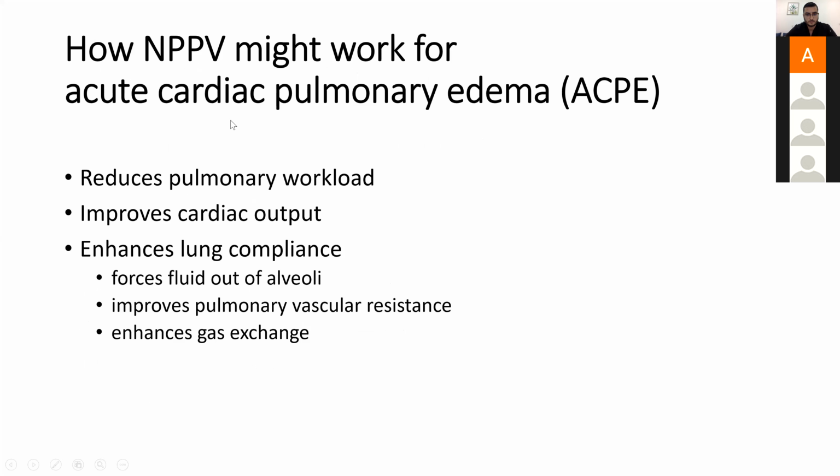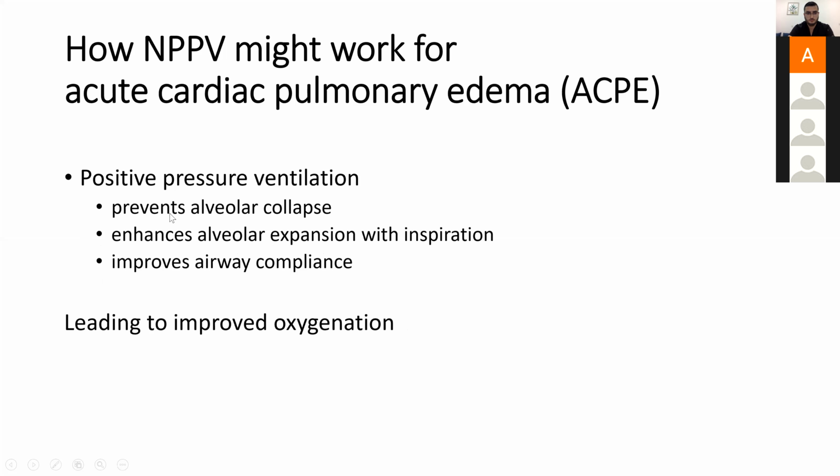So in acute cardiac pulmonary edema, the NIV would reduce the pulmonary workload, improve cardiac output, and enhance lung compliance by forcing the fluid out of the alveoli, by improving the pulmonary vascular resistance and gas exchange. Also, the positive pressure ventilation prevents alveolar collapse, enhances alveolar expansion with inspiration, and improves airway compliance. All of these will lead to improved oxygenation in cardiac pulmonary edema.